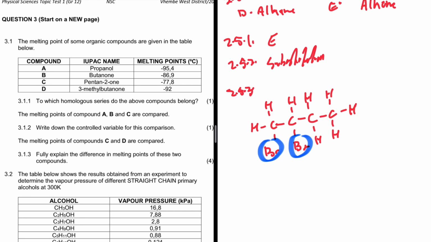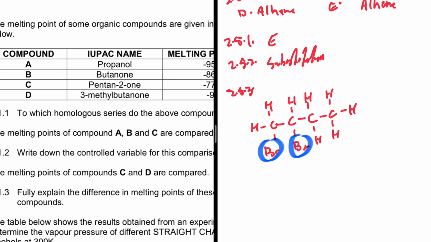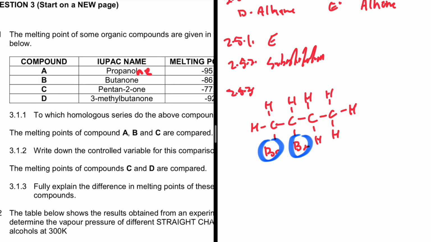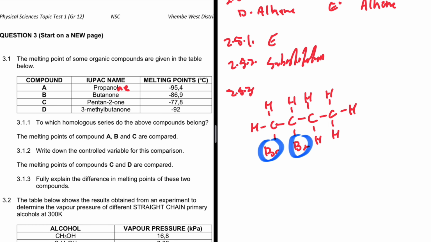There's a mistake in this question, right? Compound A was supposed to be propanone and not propanol. If it is propanol, 3.1.1 and 3.1.2 won't make sense, so that had to be propanone. Okay, so let's go through the questions after we fix the error.